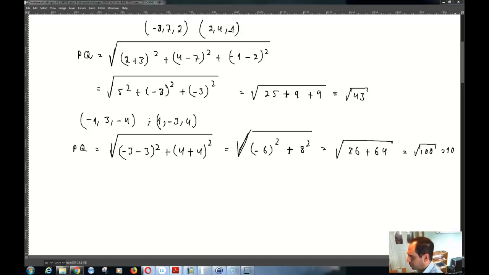Part 3, negative 1, 3, negative 4, 1, negative 3 and 4. Oh, there is something wrong here, I suppose.